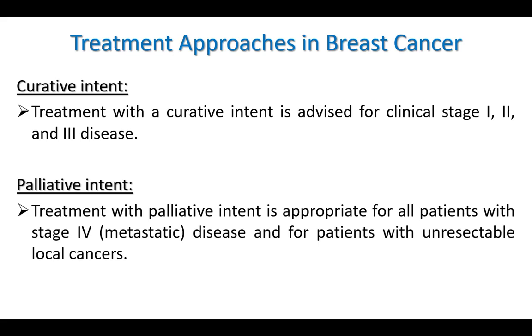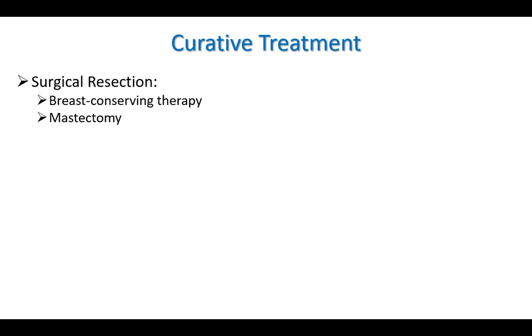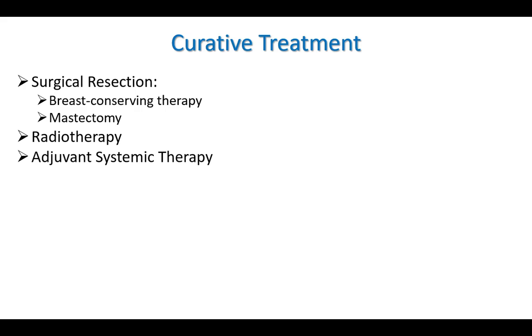Okay, so we'll first talk about curative intent, then we'll talk about palliative intent approaches. When it comes to curative intent, you have surgical resection, and we will not go into details. You can have different types of surgical procedures, whether it's breast conserving or total mastectomy, depending on the situation. Then you have radiotherapy, adjuvant systemic therapy, and neoadjuvant therapies.